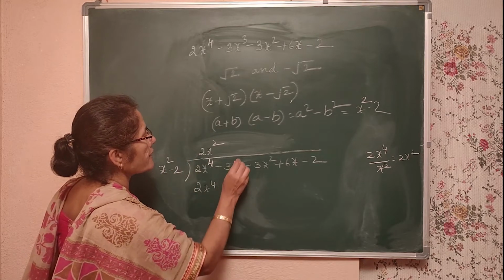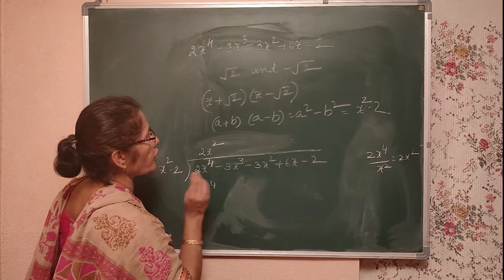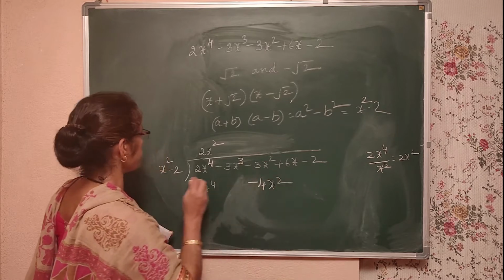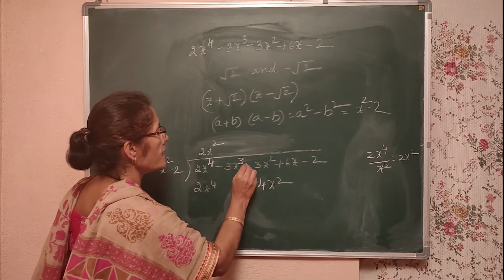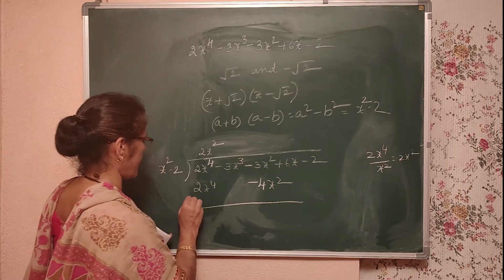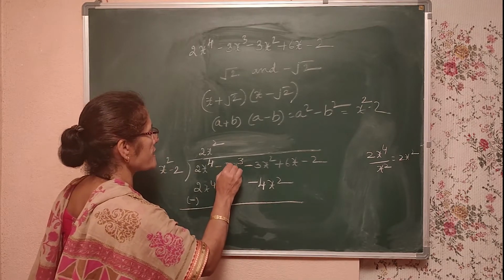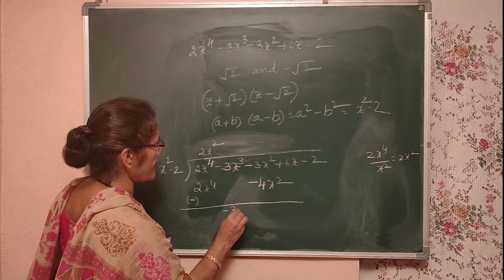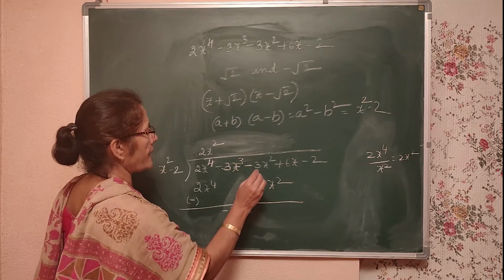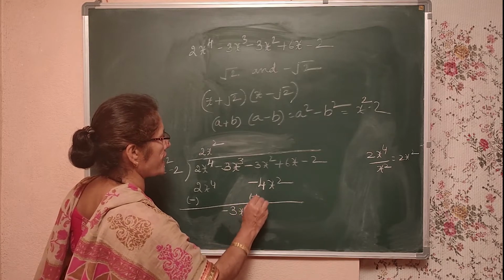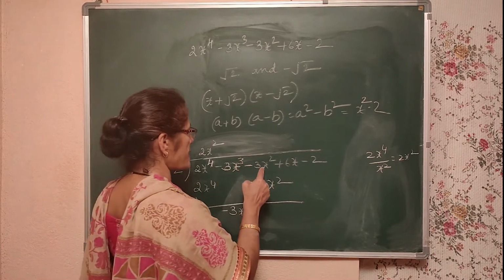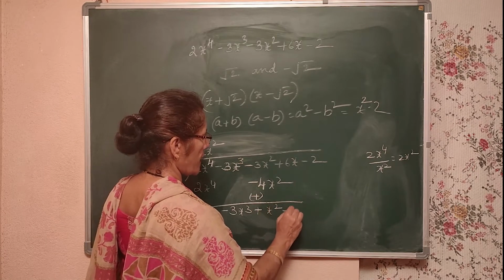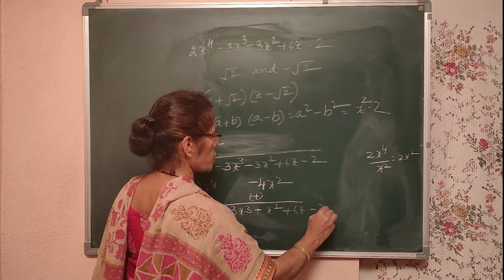Where I have to write down? Here under 3x cube I cannot write down. Minus 4x square. So, next is minus 3x cube. There is no x cube, so write down as it is. Minus 3x cube. Minus 3x square. Here you have to change the sign. Plus. So, minus 3x square plus 4x square is plus x square plus 6x minus 2.